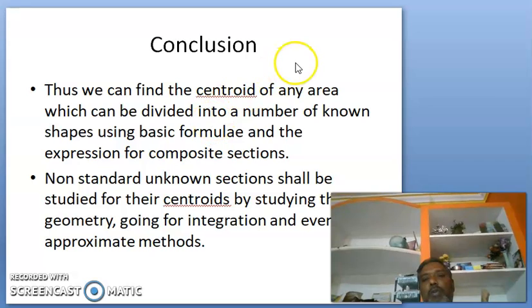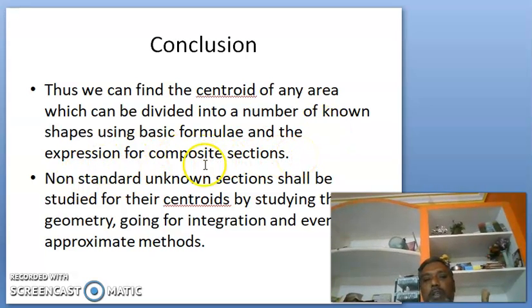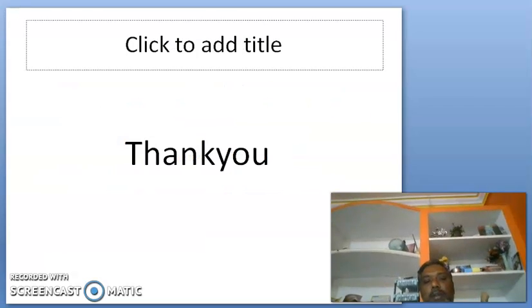So this is how we go for finding the centroids. Thus we can find centroid of any area which can be divided into a number of known shapes using basic formula and the expression for composite sections. Non-standard unknown sections shall be studied for the centroid by studying their geometry and going for integration, and even by some approximate methods. Thank you.